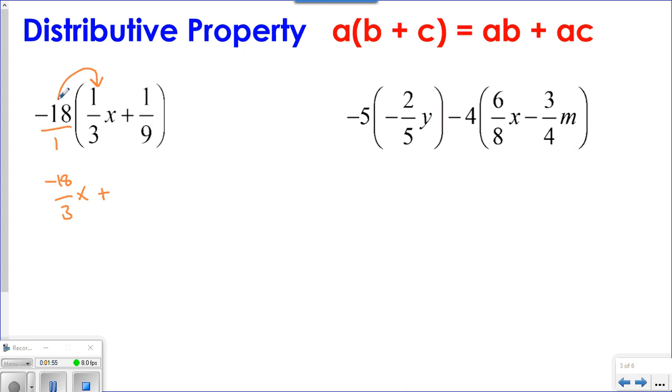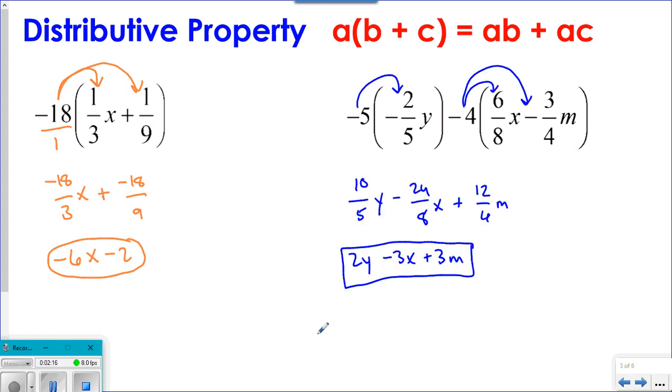negative 18 over 1 times 1 over 9, so we have negative 18 over 9 here. Then we would go through and simplify. So negative 18 over 3 is negative 6, and negative 18 over 9 is negative 2. So we would have negative 6x minus 2. Go ahead and pause the video and try the question on the right.